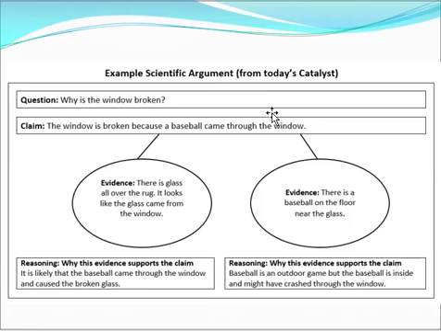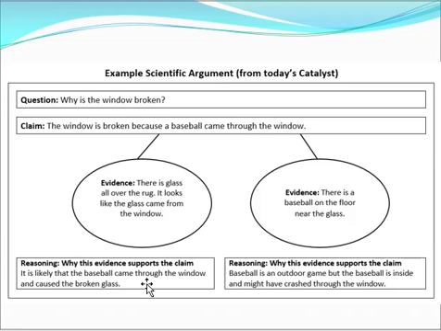So here's an example. This evidence is there's glass all over the rug. It looks like it came from the window. And the reason this supports the claim is it is likely that a baseball came through the window and caused the broken glass. So that's a chance for you to just take the evidence a little bit further and connect the dots back to the claim. So do that in the discussion box below.